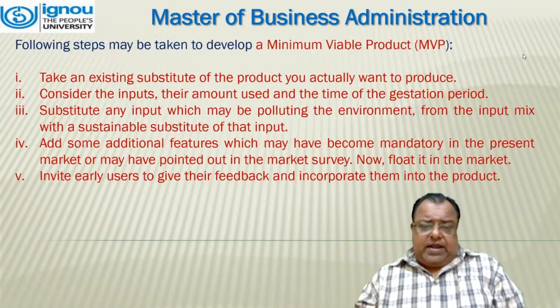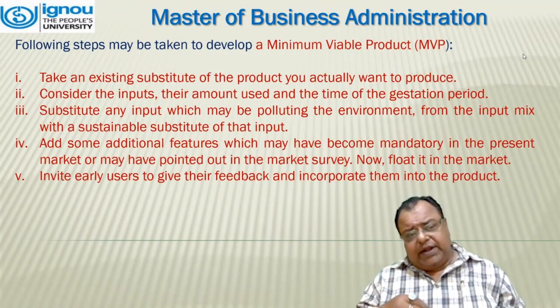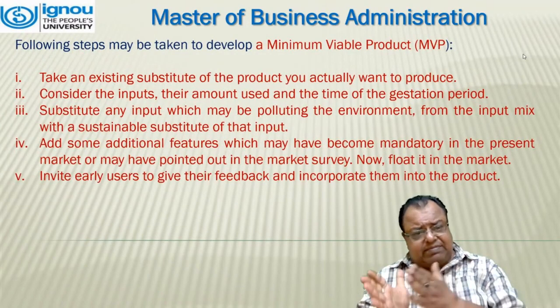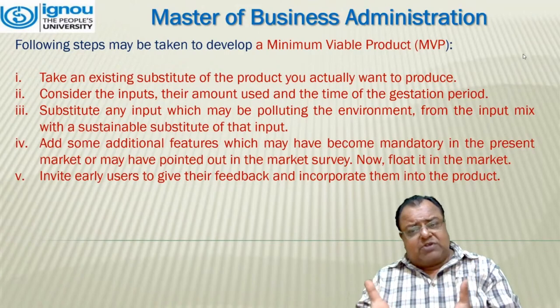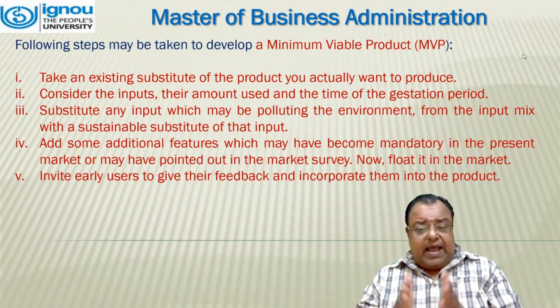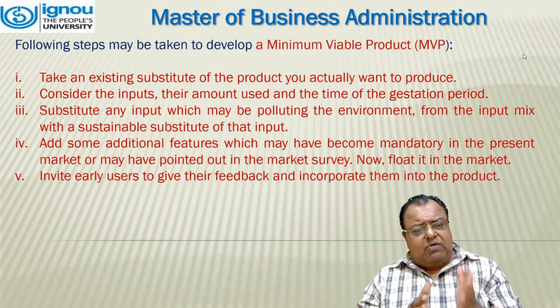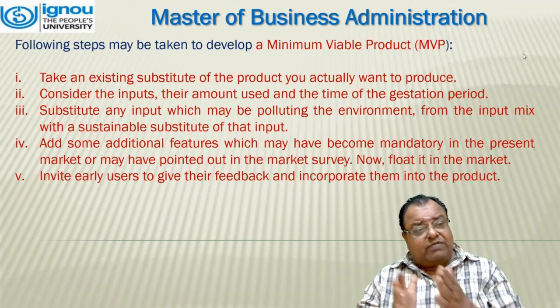Following steps may be taken to develop a minimum viable product. Take an existing substitute of the product you actually want to produce. Consider the inputs, their amount used, and the time of gestation. Substitute any input which may be polluting the environment from the input mix with a substantial substitute of that input.